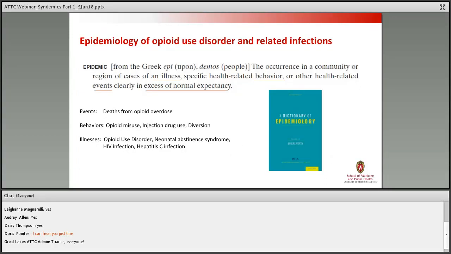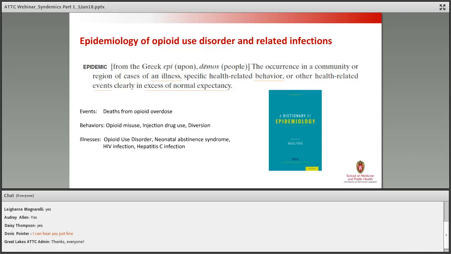So I was struck recently to read about someone who took issue with using the term epidemic to describe what's going on with opioid use in this country, because I thought it had a fair amount of face validity. So I went back and just made sure we're all talking about the same thing. To me, when I think about epidemic and what I've looked up in this dictionary of epidemiology, it's talking about the occurrence in a community or region of cases of an illness, specific health-related behaviors, or other health-related events that are clearly in excess of normal expectancy. So I think about it in terms of things that we can count or measure.